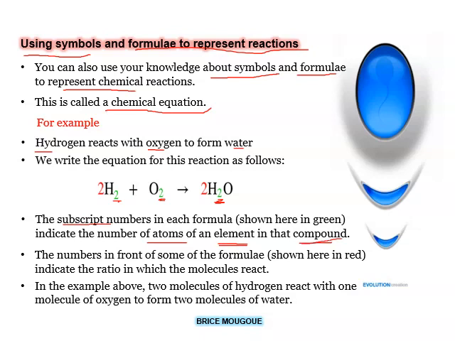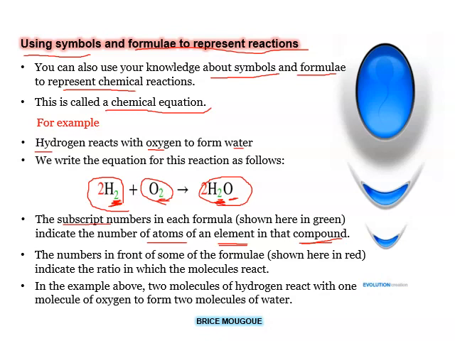So we have two hydrogen atoms in the molecule of hydrogen that's formed here. We have two oxygen atoms in the one molecule of oxygen that we have here. We have two hydrogen atoms and one oxygen atom in the molecule of water that we have here.